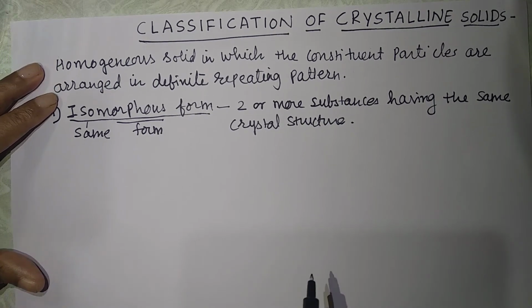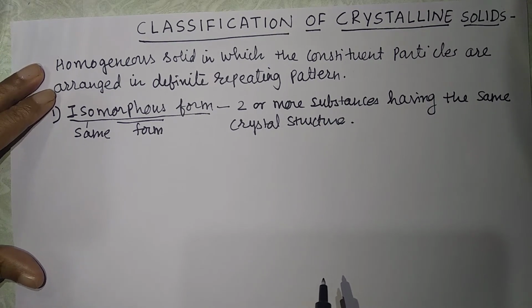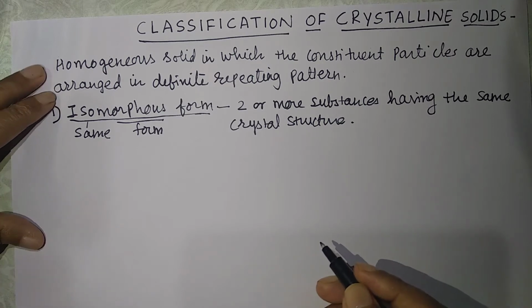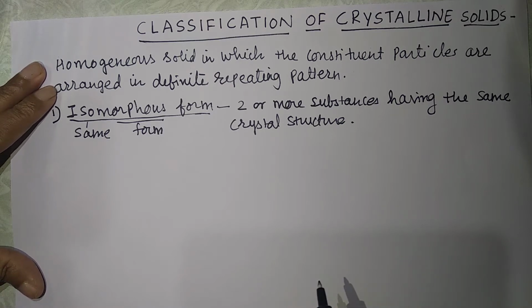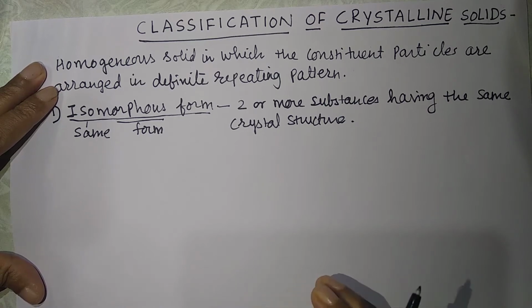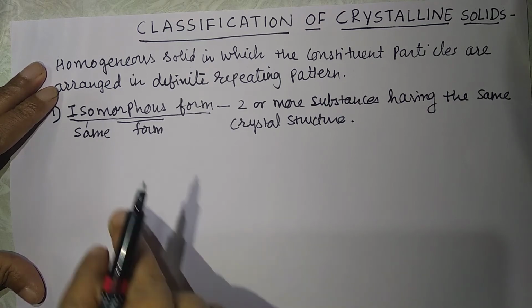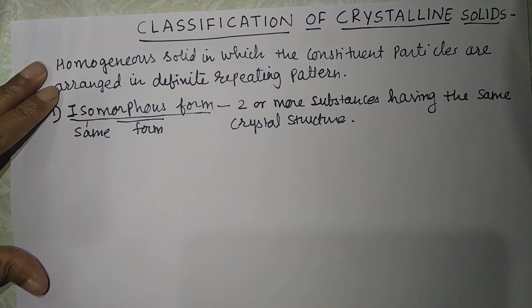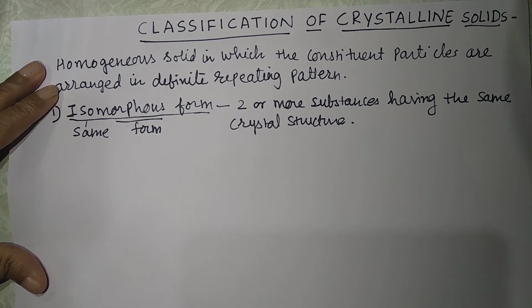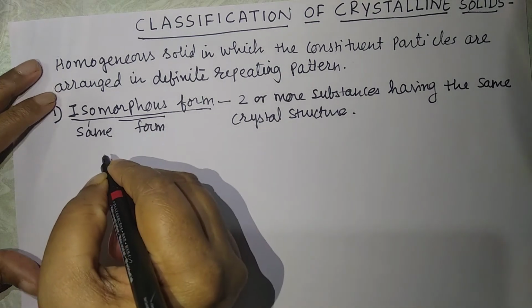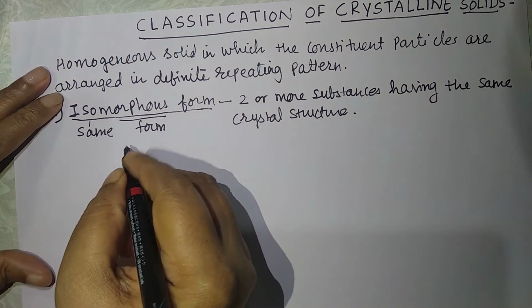The constituent atoms of isomorphous substances have the same atomic ratio. Now students, what is the meaning of atomic ratio? By that I mean when you write the molecular formula and the chemical properties of the substance, if they are similar, that means they are isomorphous to each other. To know this better, let us see some examples of isomorphous substances.